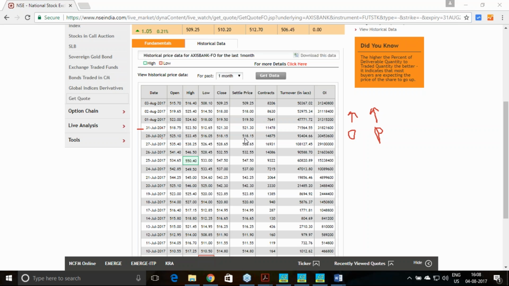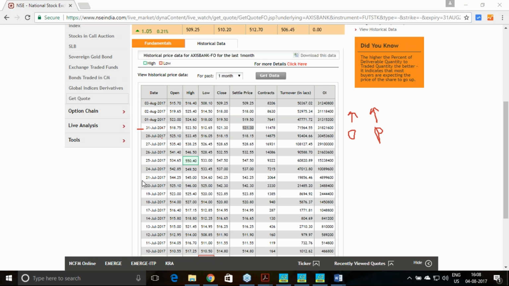Vinayak Patel, you need to see it carefully. What I am telling here, 28th July and 31st July, 2 days I am taking, Mr. Vinayak Patel. Only 2 days I am talking about. Between these 2 days, open interest has gone up. Price also has gone up. 518 is not lesser than 521. So price has gone up a little, 2 to 3 rupees, and open interest has also gone up. So this says that long build up. Some of the long contracts are built up.